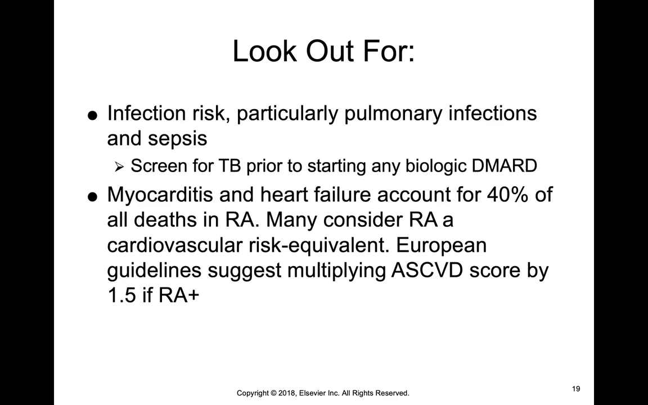Myocarditis and heart failure account for 40% of all deaths in RA, and so many consider rheumatoid arthritis an actual cardiovascular risk equivalent. The European guidelines suggest multiplying whatever 10-year ASCVD risk score you get by 1.5 if you have rheumatoid arthritis.